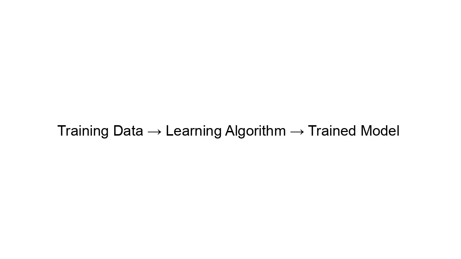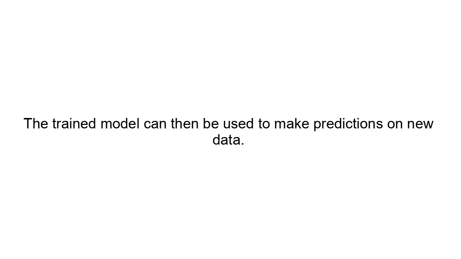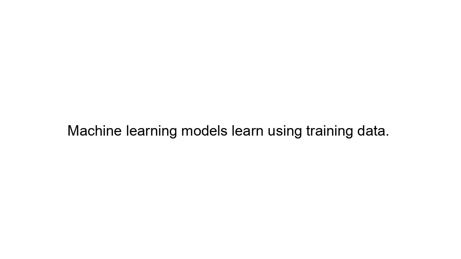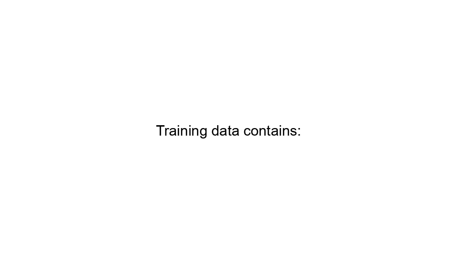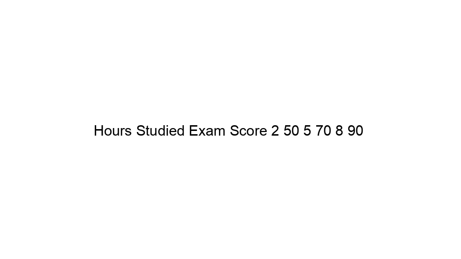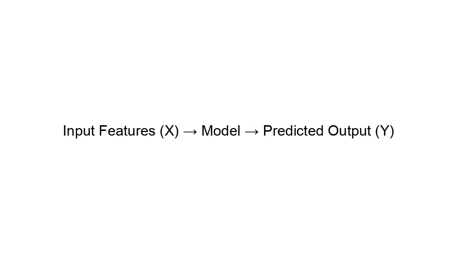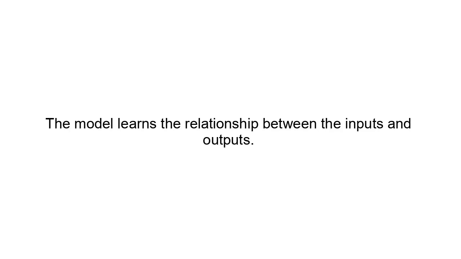Training data. Machine learning models learn using training data. Training data contains input features, X, and target labels, Y. Example dataset. Hours studied, exam score: 2, 50; 5, 70; 8, 90. Example concept. Input features, X, go into the model, which produces the predicted output, Y. The model learns the relationship between the inputs and outputs.